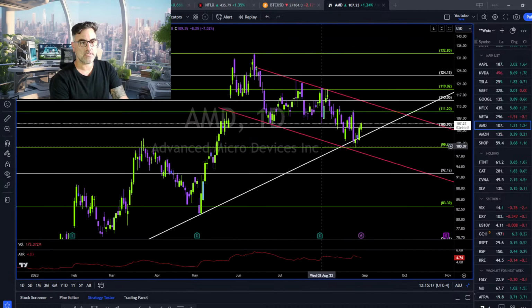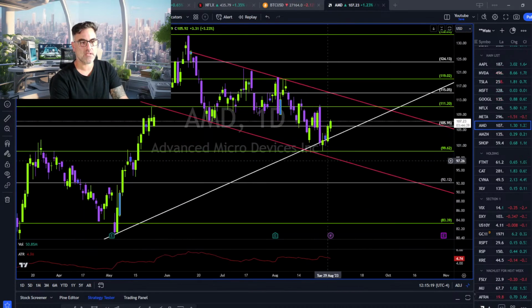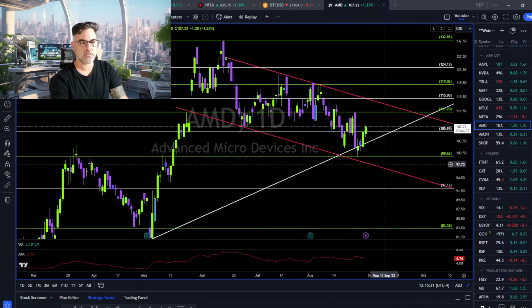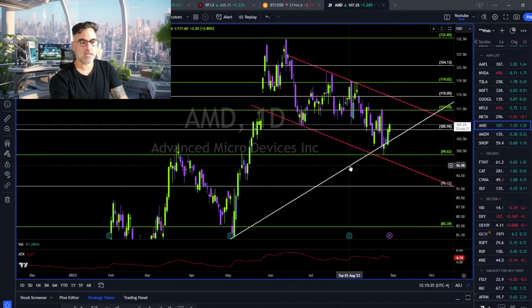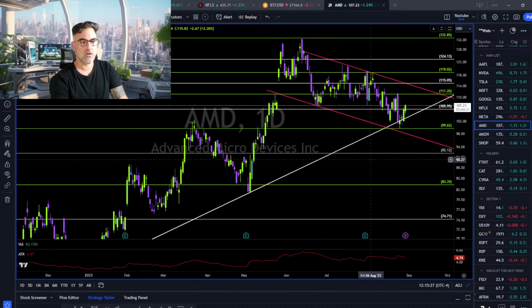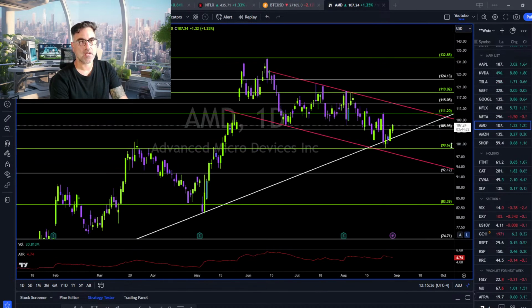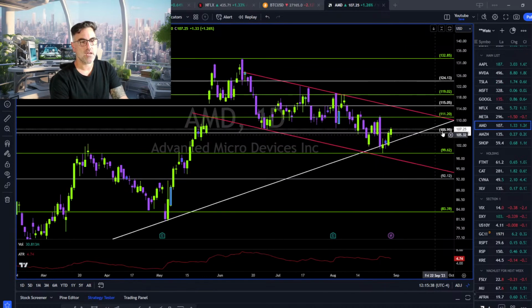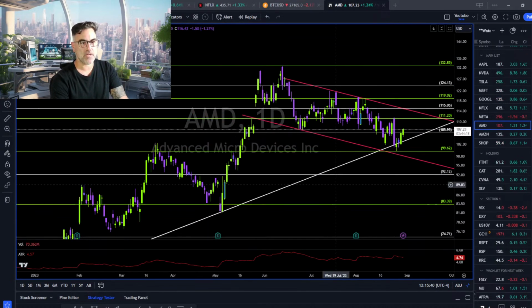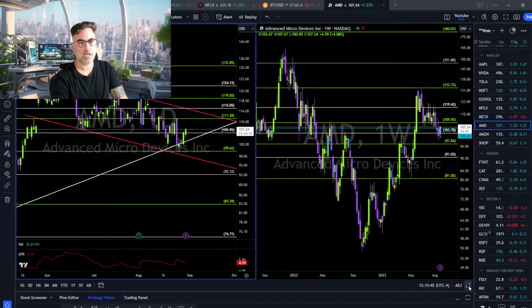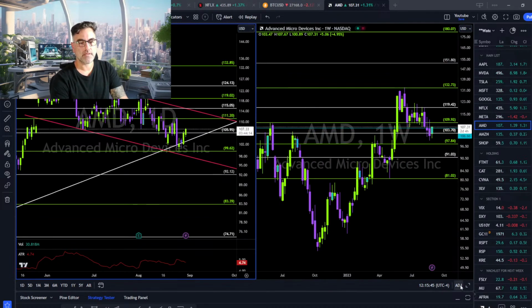This area, as you can see, is a very important level of support. We have the red trend line supporting the lower lows. We have the white trend line supporting the higher lows, and we have the Fibonacci. Look left, resistance, resistance, broke, now support. I hope it answers your question. If you want long, in my opinion, a weekly close above 110.